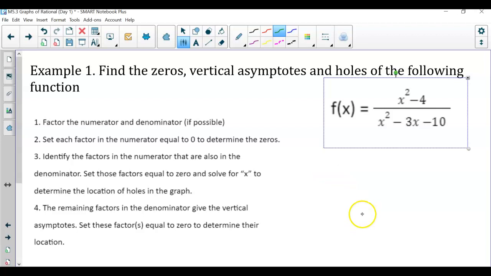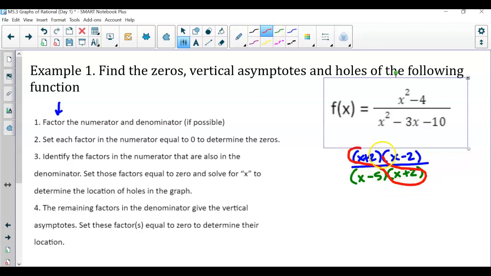So that is what we're referring to as the hole of this graph. Now let's actually go through and see how we would calculate. Again, always focus on factoring. I'm going to go ahead and factor the numerator. Here I've got the difference of two perfect squares, so this is x plus 2 times x minus 2. Then I'm going to factor the denominator, which here I have x minus 5 and x plus 2. Now notice that here we have that common factor in both the numerator and denominator, x plus 2.